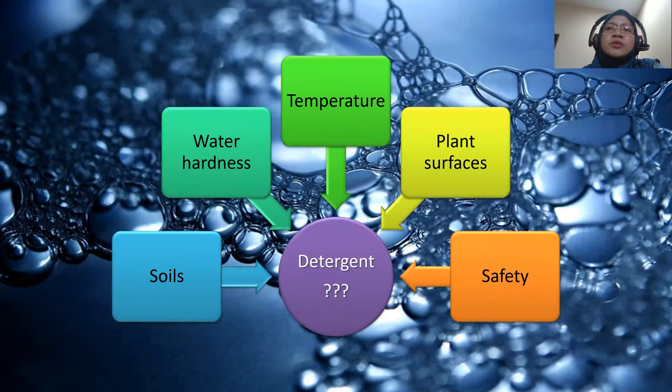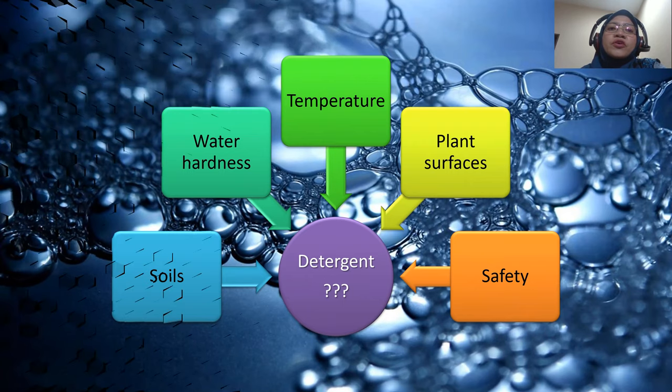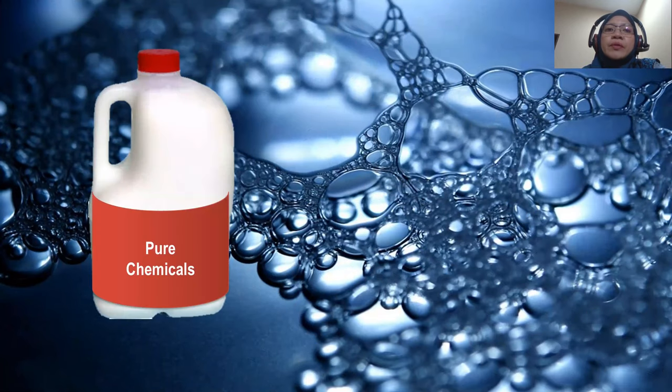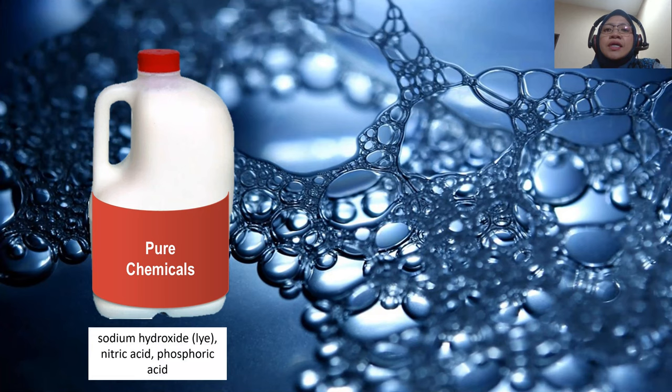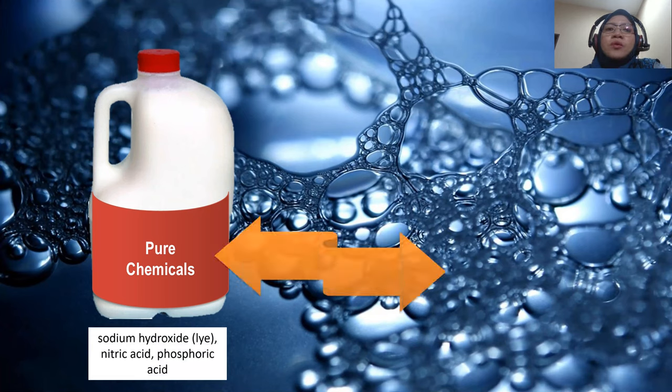Before I further explain on detergent, you must know that soils, water hardness, temperature, plant surfaces and safety will influence your detergent selection. For your information, detergent can range from pure chemicals such as sodium hydroxide, nitric acid, phosphoric acid, to more complex formulated detergents.